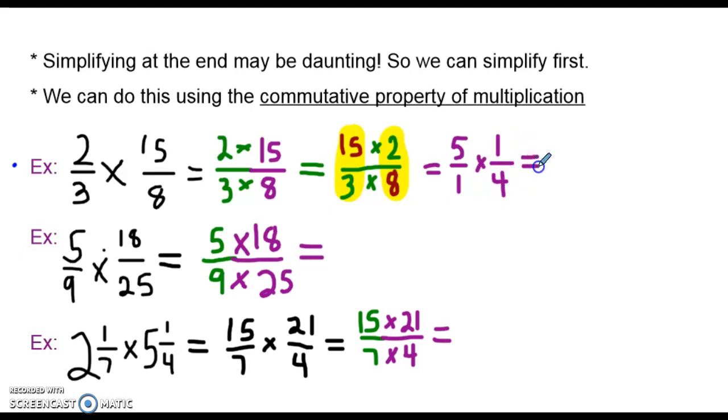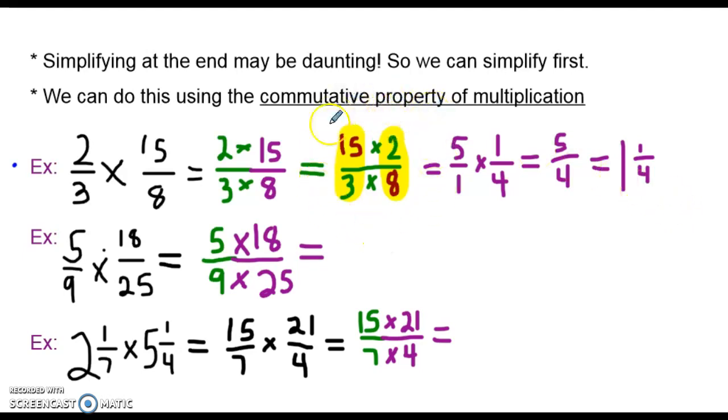See what happens when I go ahead and multiply these. 5 times 1 is 5. 1 times 4 is 4. I don't really have to simplify this any more than just turning it into a mixed number. So now 5/4 is just 1 1/4. I don't have any factors to think about anymore. I don't have any large numbers to work with. I just simply have to turn it into a mixed number.